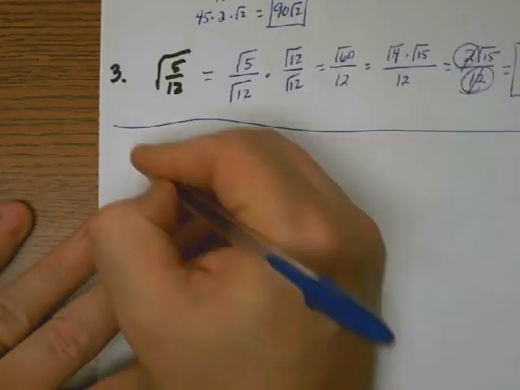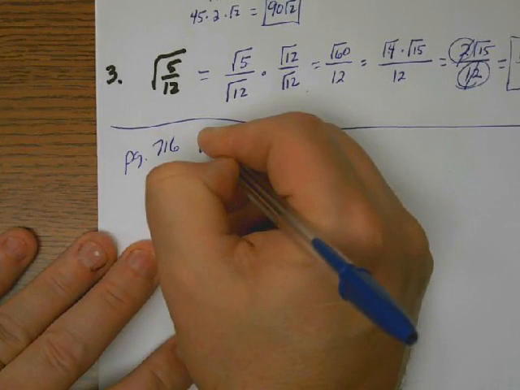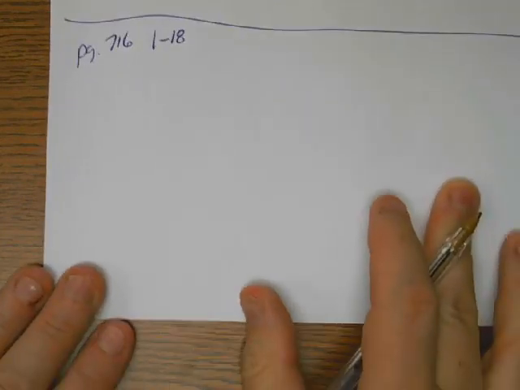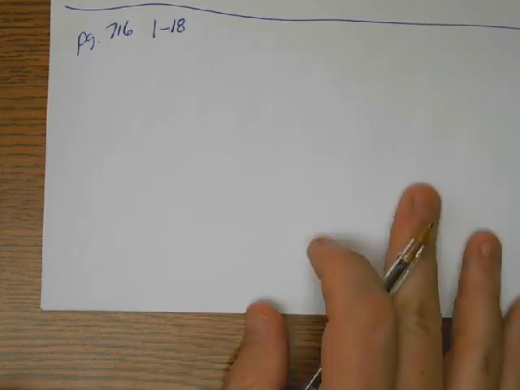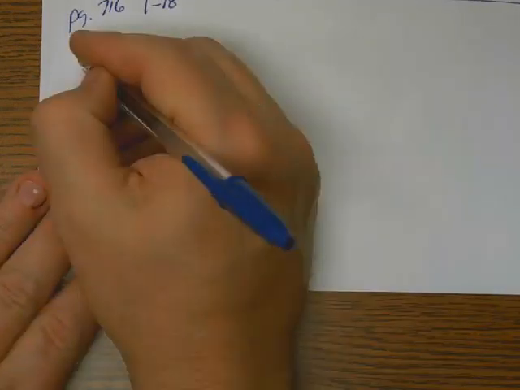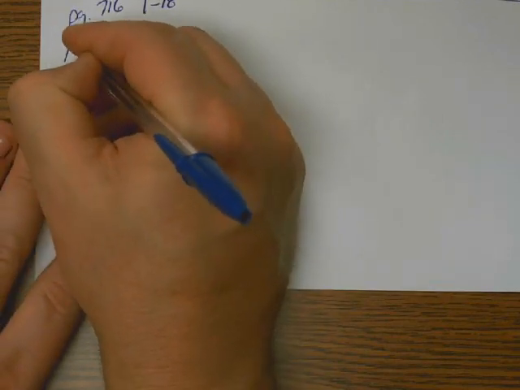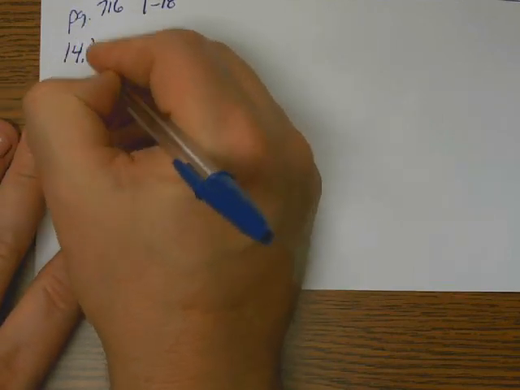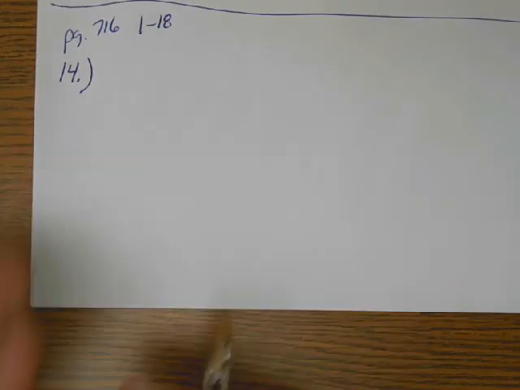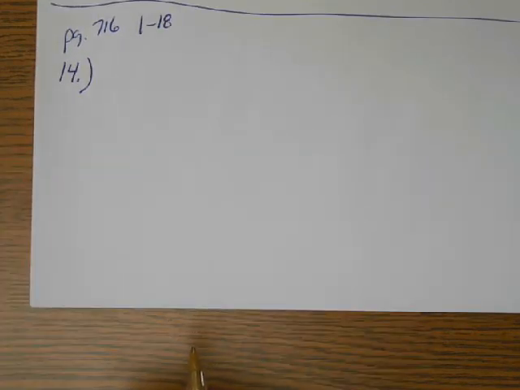All right, go ahead and get out page 716, 1 through 18. There's a couple problems we want to do on your homework. This homework is due tomorrow, so hopefully you've taken a look at it. Maybe you got done, maybe not. We're going to start off with number 14. Chaz, can you read off number 14?